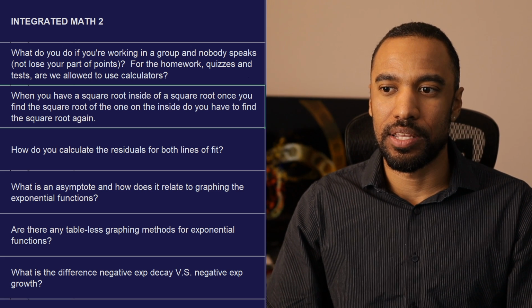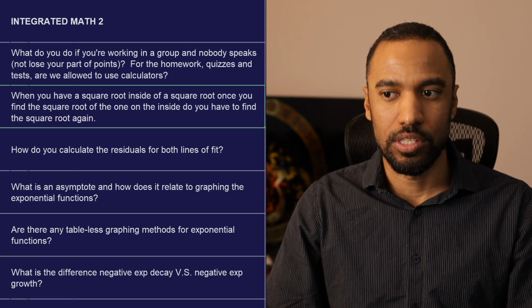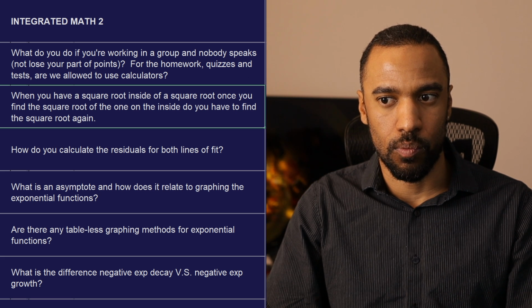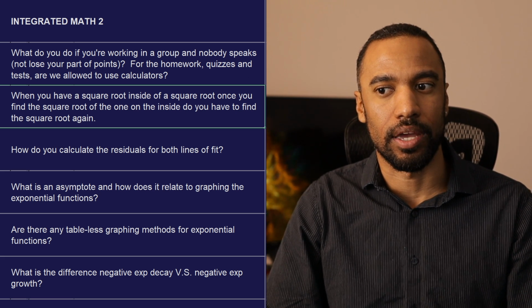When you have a square root inside of a square root, once you find the square root of the one on the inside, do you have to find the square root again? Okay, so I'm imagining there's a comma.